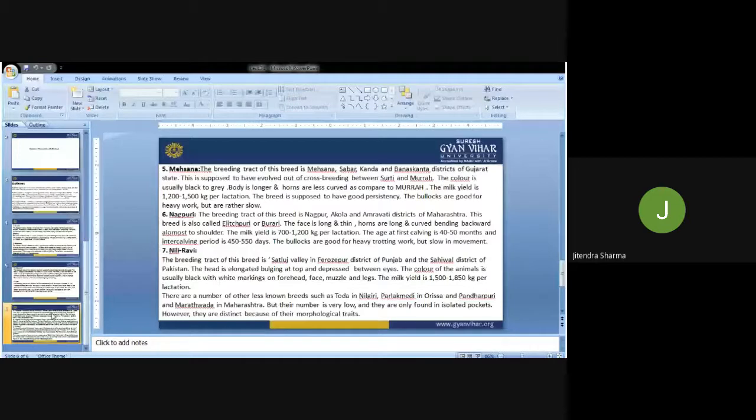Then the seventh breed, which is Nili Ravi. The breeding tract of this breed is Satluj in Ferozpur district of Punjab and the Sahiwal district of Pakistan. The head is elongated, bulging at top and depressed between the eyes. The color of the animal is usually black with white markings on forehead, face, muzzle and legs. The milk yield is near about 1500 to 1850 kg per lactation.